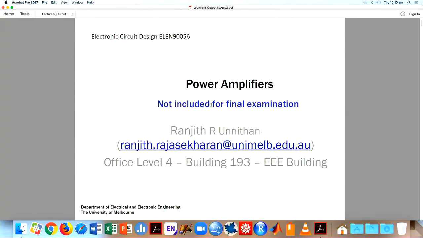Why I am teaching this particular topic is because we don't have much time to teach everything in the amplifier domain. But power amplifiers are important, and there are some important concepts in the power amplifier. Because you are taking electronic circuit design, I want you to master most of the important concepts. So that is the reason I am teaching you this power amplifiers section. And this is also connected to the amplifier design. So this is not included in the final exam.